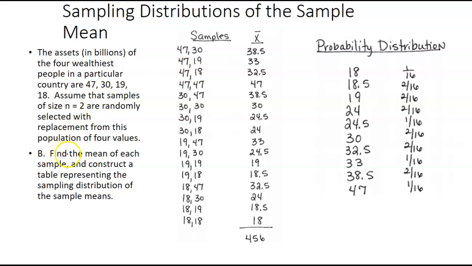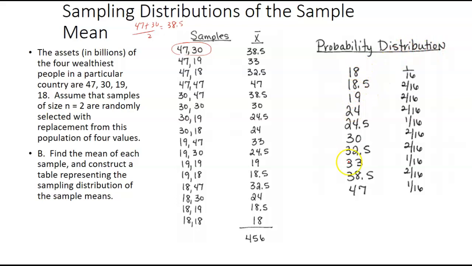Okay, part B says find the mean of each sample and construct a table representing the sampling distribution of the sample means. So this is the table that we just came up with where we listed all of our samples. Since we're doing the sampling distribution of the sample mean, we're going to take each one of these small samples and find its mean. So 47 plus 30 divided by 2 gives us 38.5. That's where we're getting this value. We're going to do that for each one of these and write all those down in this column. Then we're going to construct a table to represent this sampling distribution.